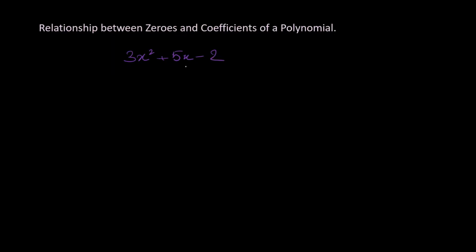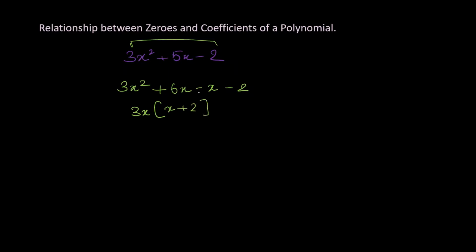Let's factorize this. We know 3 twos are 6. Now we have to divide 5x in a way it comes to 6. So 3x square, 6 ones are 6. We can't divide this into plus 3 and plus 2 because there's a minus 2 over here, so when we divide and multiply, it should become minus 6. To get minus 6, it's plus 6x and minus x minus 2. And here let's take 3x common, we'll be left with x plus 2.